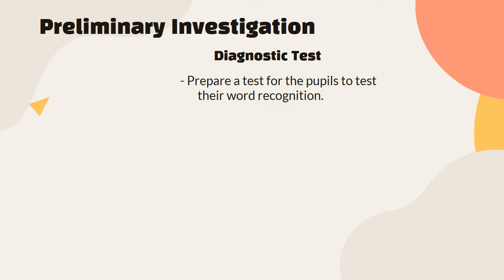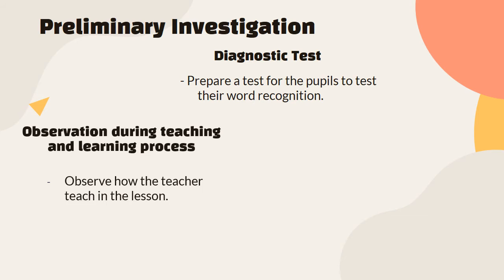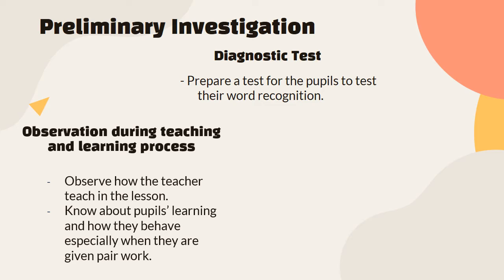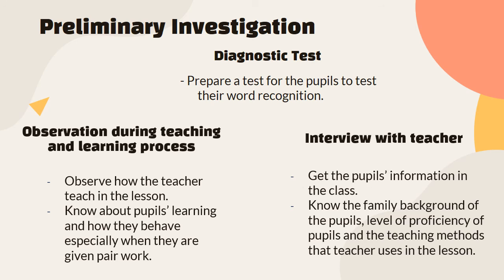For preliminary investigation, for the first one, I will use a diagnostic test. This is to test the pupils' proficiency, and I will prepare the test to test their word recognition. For the second method, observation during the teaching and learning process, I need to observe how the teacher teaches in the lesson and know about the pupils' learning and how they behave when they are given pair work, because I need them to learn through their pair.